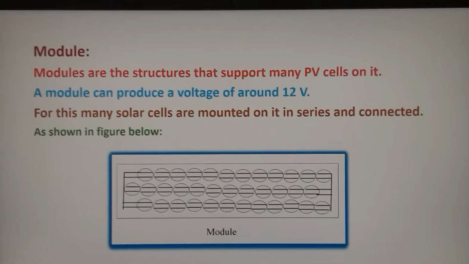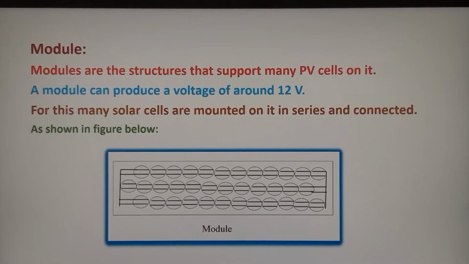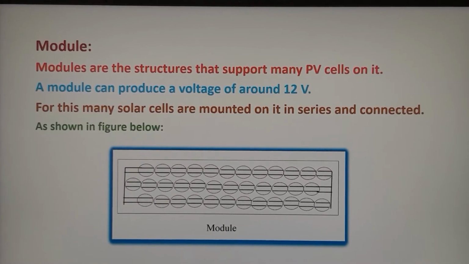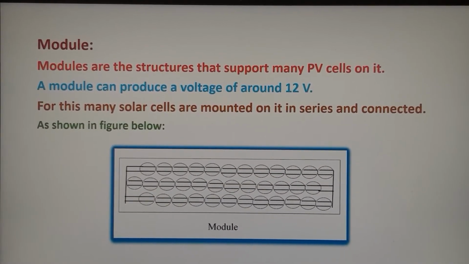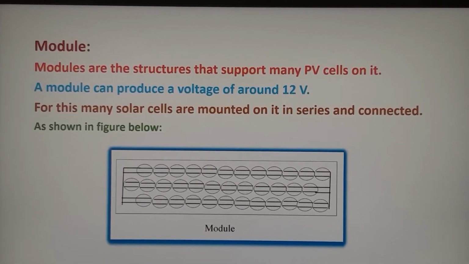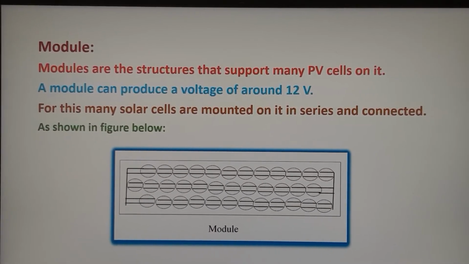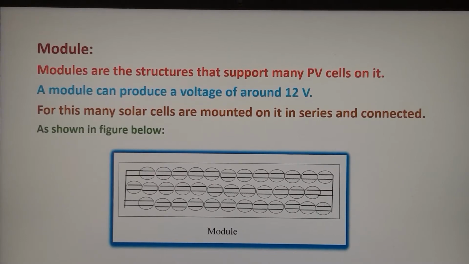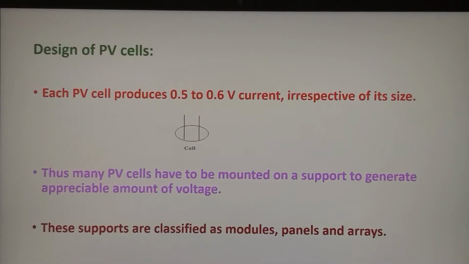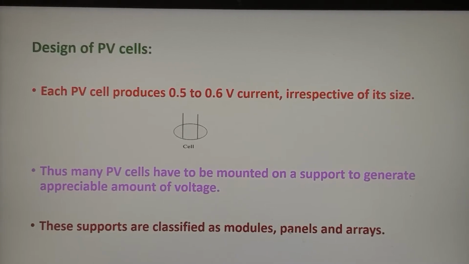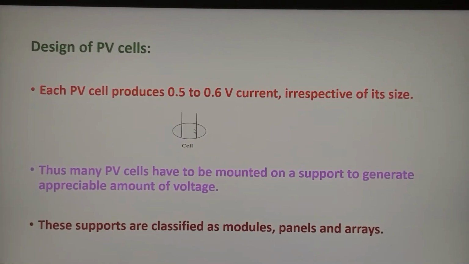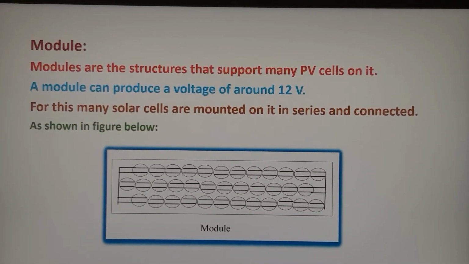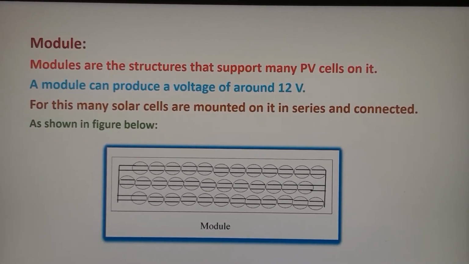A module can be described as the structure that supports many PV cells on it. One module should at least produce 12 volts. For this, many cells are mounted in series and connected. Here it is shown in the figure how the PV cells are mounted. One single PV cell is this. Now when we mount it as a module, many PV cells are connected in series to get around 12 volts.